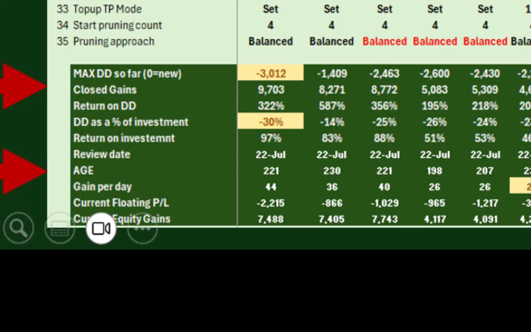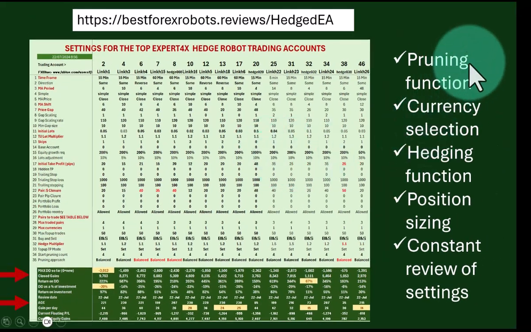So in particular, why is the hedged EA performing so well? Firstly, we've introduced a number of pruning functions, in fact 3 of them. We are introducing another pruning function which is being tested on our lucky trader, which I'll talk about later, and that is why this one has improved dramatically over the last, I would say, 4 weeks. There's been a dramatic increase in profitability.